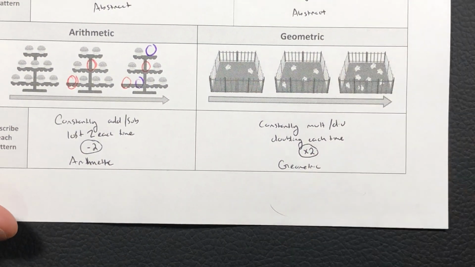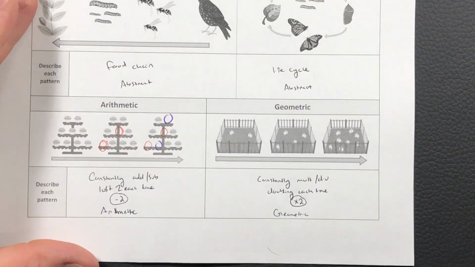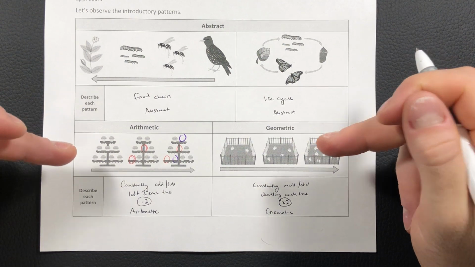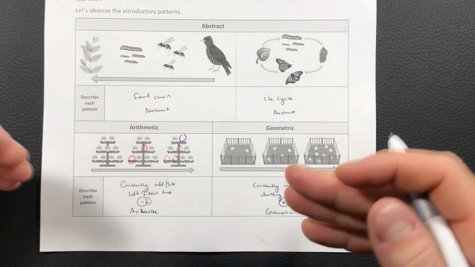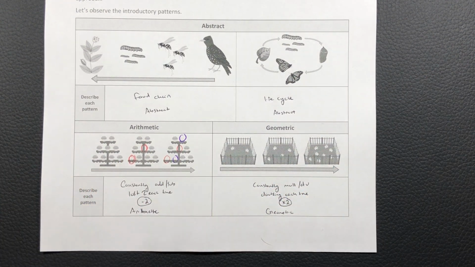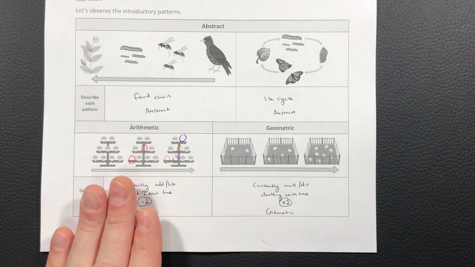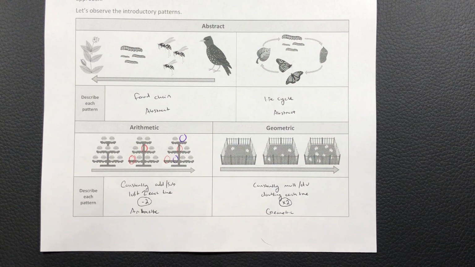Awesome. And so those are the 3 types of patterns that we're going to be observing within this unit. We're going to start out with the abstract and start turning the abstract into one of these 2 categories. Now, there are other categories out there. We're not necessarily going to dive into those. We're just going to stick with these 2, labeling them as either arithmetic, geometric, or neither.